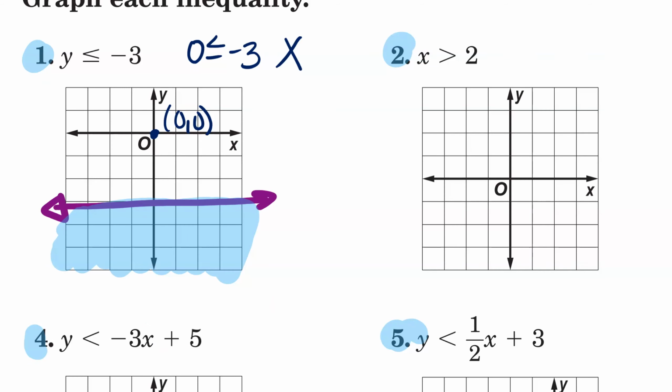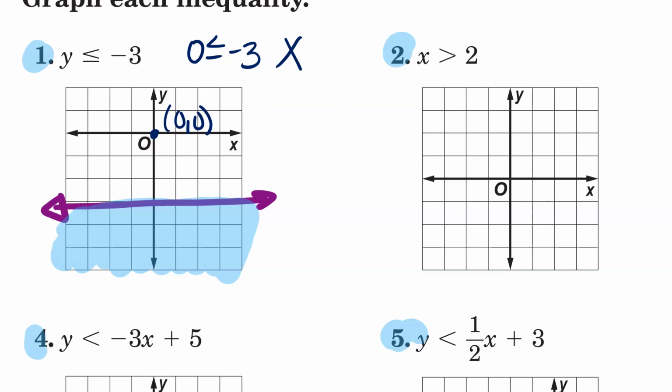Try number 2 if you haven't already. You just put a 0 in for my y. If it was true, I would shade that half where it is. Since it wasn't true, I shaded the other half. And so you never can pick a point that's actually on the line.